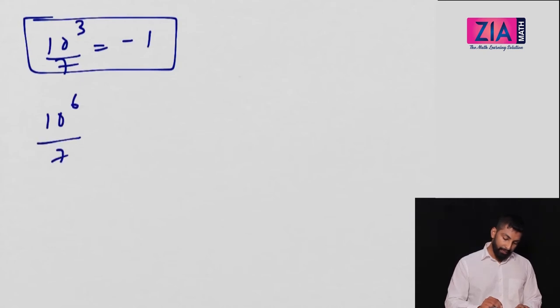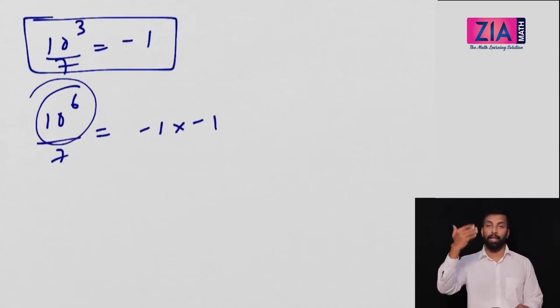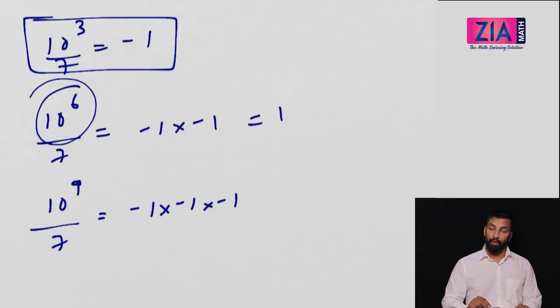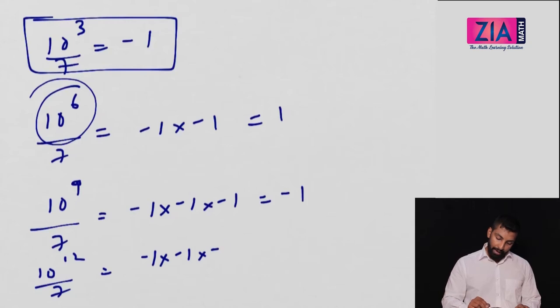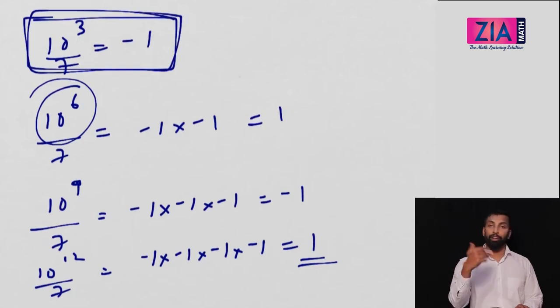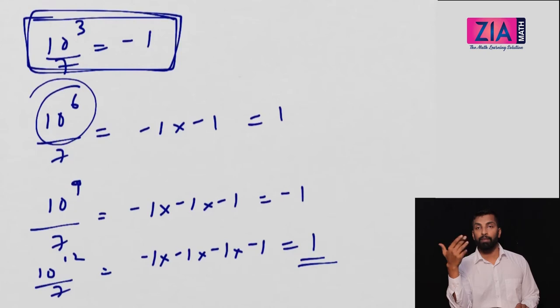So what about 10 raised to 6 by 7? You get minus 1 into minus 1. Why? Because 10 raised to 6 is 10 cube into 10 cube. So you get 1. Then what if 10 raised to 9? 10 raised to 9 by 7, minus 1 into minus 1 into minus 1. You get minus 1. What about 10 raised to 12 by 7? Minus 1 into minus 1 into minus 1 into minus 1, which is equal to 1. So when you take the power of 3, if it is 10 raised to 3 it is minus 1, 10 raised to 6 plus 1, 10 raised to 9 minus 1, 10 raised to 12 plus 1, 10 raised to 15 will be minus 1, 10 raised to 18 will be plus 1. So after every third power it is changing, right?